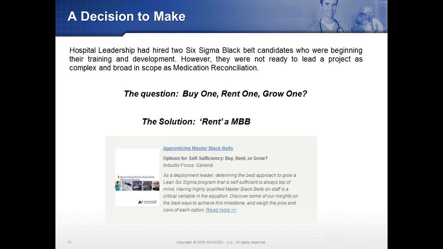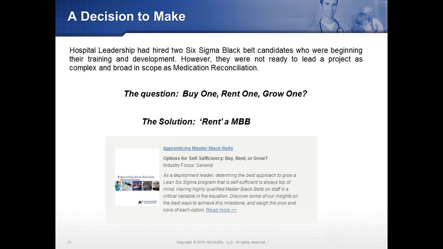And this white paper talks about the advantages and disadvantages of buying a black belt, that's hiring someone who has the expertise that you need, renting one, that's having a consultant relationship and having a consultant come in and lead these projects until your folks are ready to do that independently, or grow one. That's taking someone from within your organization and sending them off to be trained. But it takes about 10 years to become a really good Master Black Belt, so that takes a very long time. This hospital decided that they were going to rent a Master Black Belt, and they rented me.